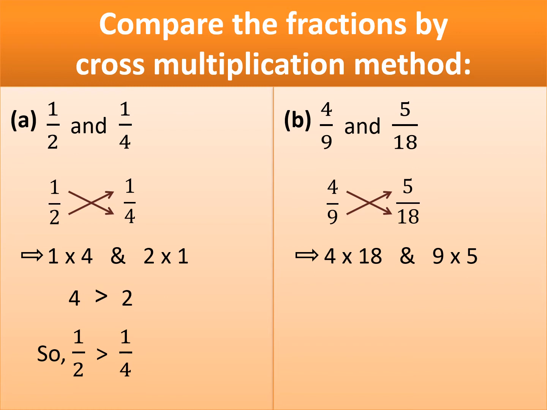4 multiplied by 18 gives us a product 72. Let's put the 72 below the first fraction 4 upon 9. Now we will multiply 9 by 5 which gives us a product 45. So we will put 45 below the fraction 5 upon 18. Since 72 is greater than 45, so 4 upon 9 is greater than 5 upon 18.